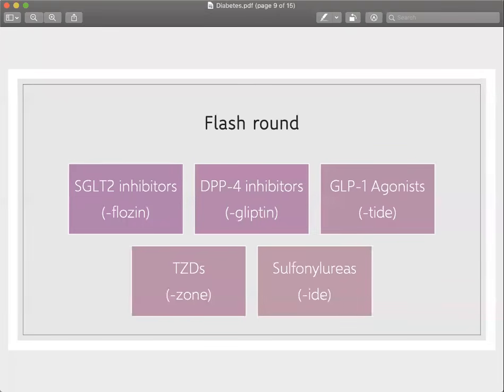Which of these drugs are an injection? That's going to be those GLP-1 agonists. And so if our patient says, no way, I'm not going to stick myself, then the GLP-1 agonists are not going to be our first choice.